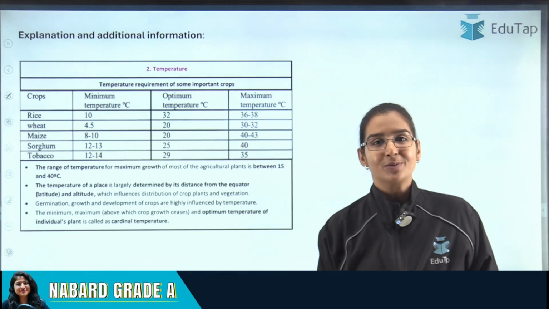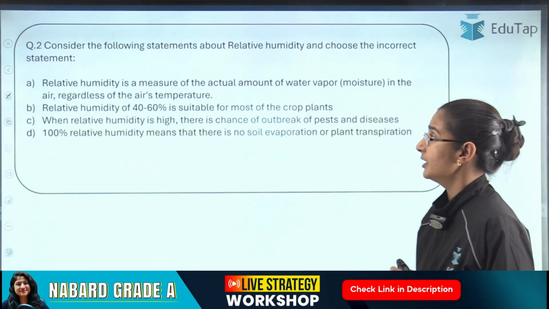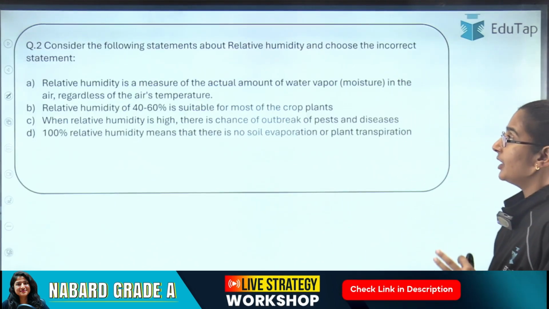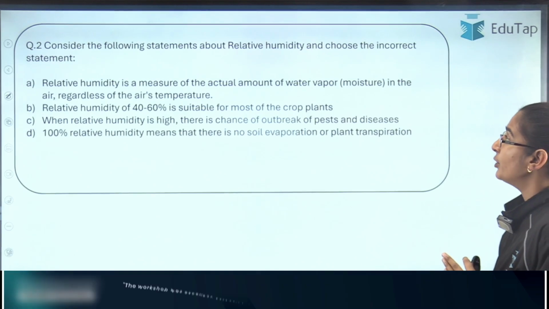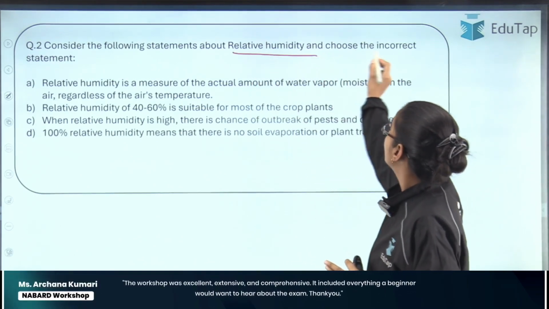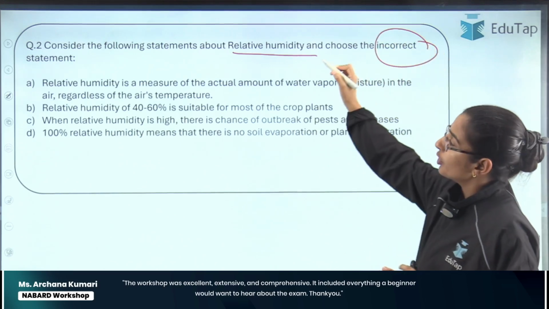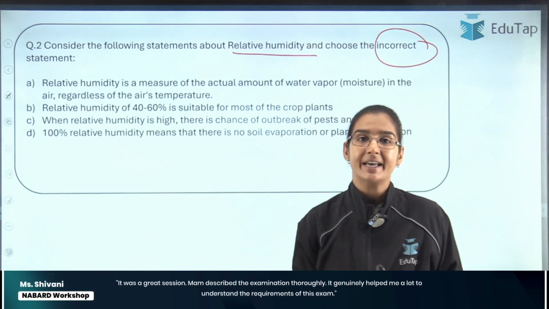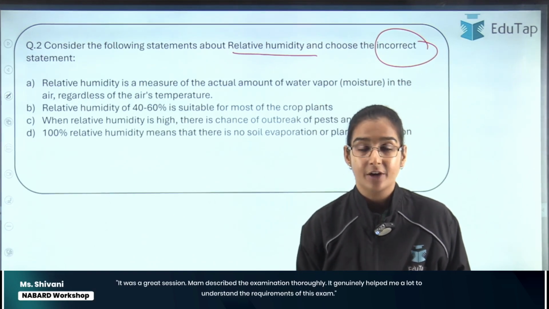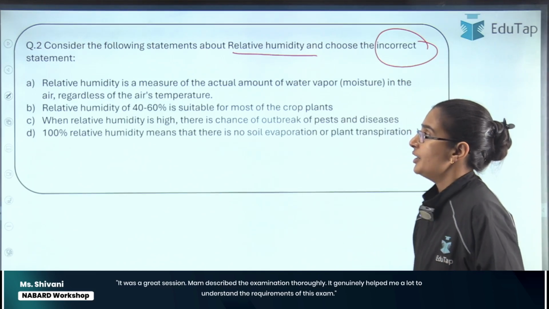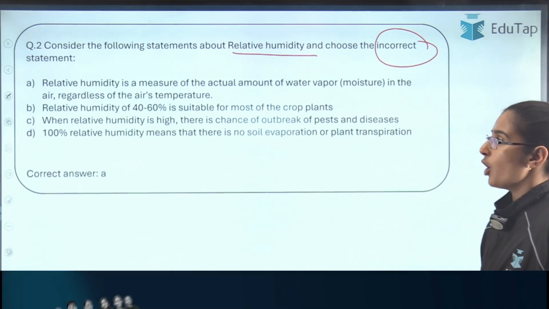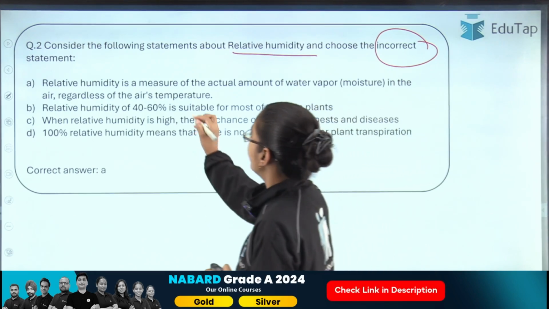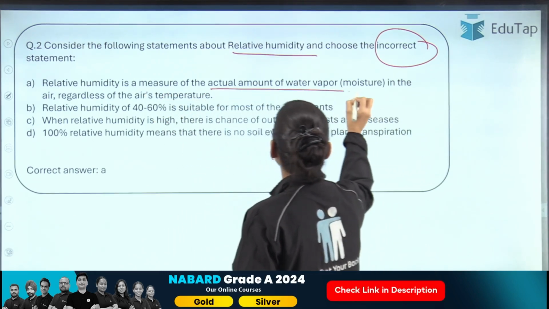All right, now let's move to the next question. The next question asks you to consider the following statements about relative humidity and choose the incorrect statement. Out of these four statements, you have to choose the statement which is incorrect as far as relative humidity is concerned. The correct answer for this question is option number A, that relative humidity is a measure of the actual amount of water vapor.